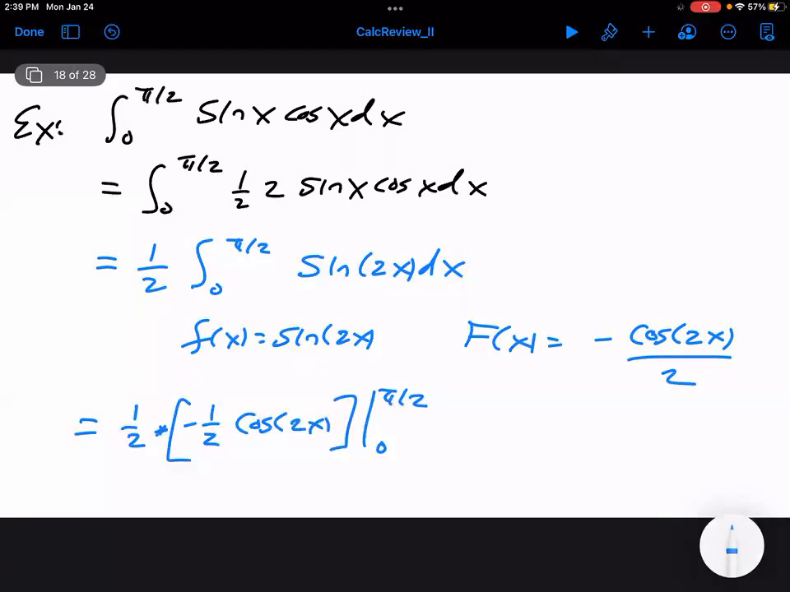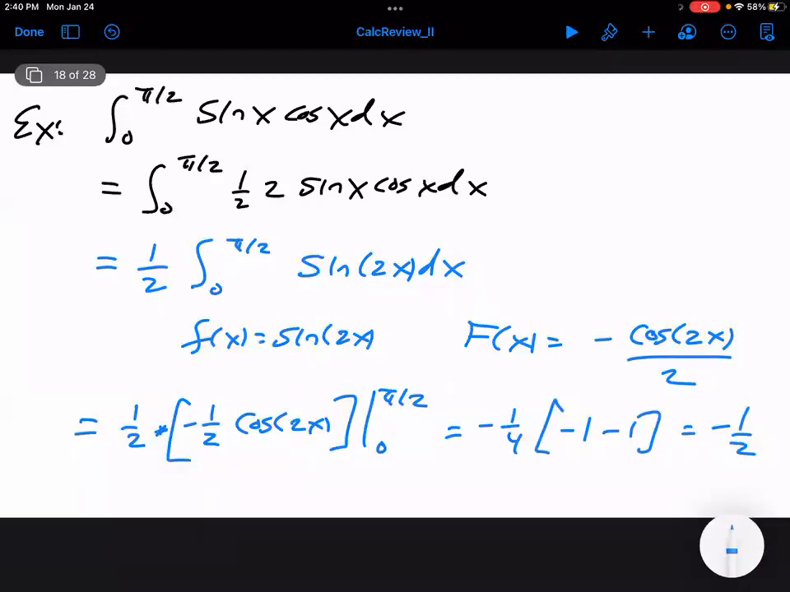Let's see, the cosine, when I put in pi halves, the cosine of 2 times pi halves becomes the cosine of pi. Cosine of pi is negative 1. So it's going to be negative 1/4. And then the first one is going to be negative 1. And then when I put in 0, the cosine of 0 is 1. So I'm going to have a minus 1. And it's going to give me minus 1/2 just as before.